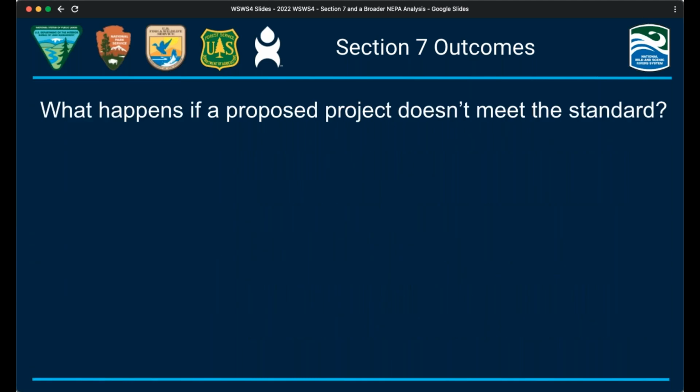So what happens if a proposed project doesn't meet the standard and the assisting agency decides to recommend authorization anyway? The Act has a solution for this. Section 7 lays out a process for a federal agency to move forward with either a hydropower or a water resources project that would adversely affect river values. The process allows Congress to decide whether the project can move forward.